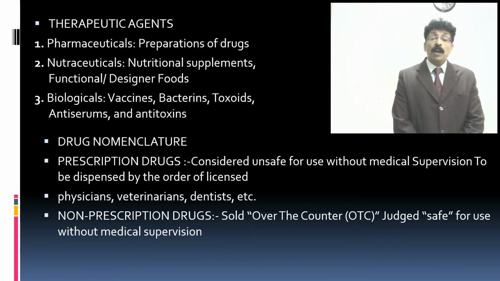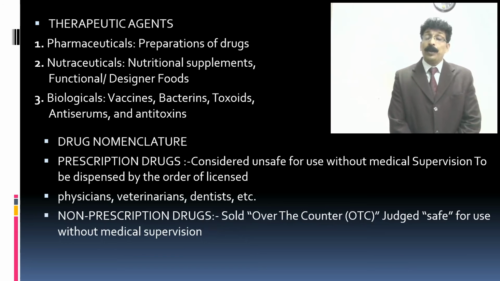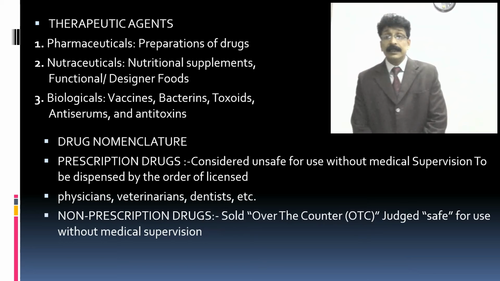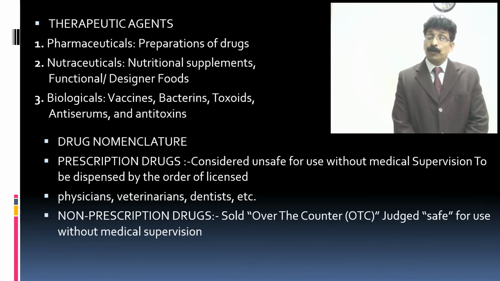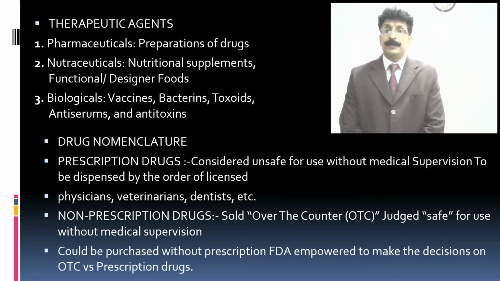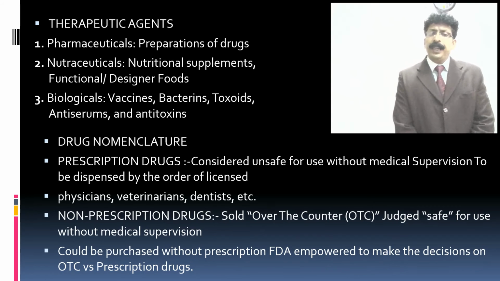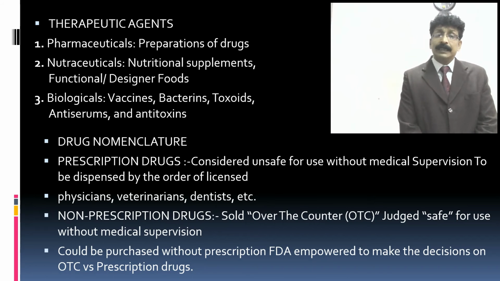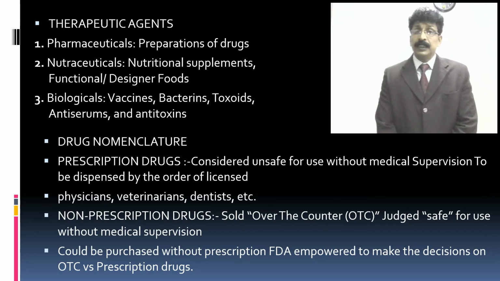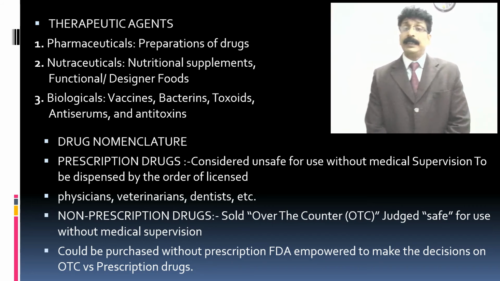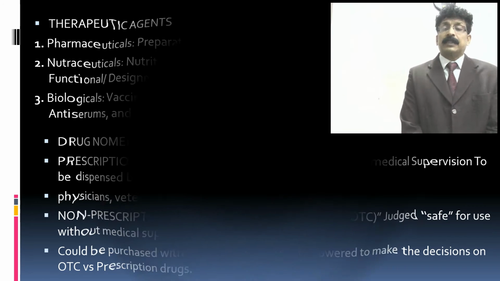Non-prescription drugs sold over the counter, OTC drugs, are judged safe for use without medical supervision, and can be given by the pharmacist over the counter without prescription. They could be purchased without prescription. The FDA is empowered to make the decision on OTC versus prescribed drugs. The FDA is responsible for deciding which is OTC and which needs a prescription from a physician.